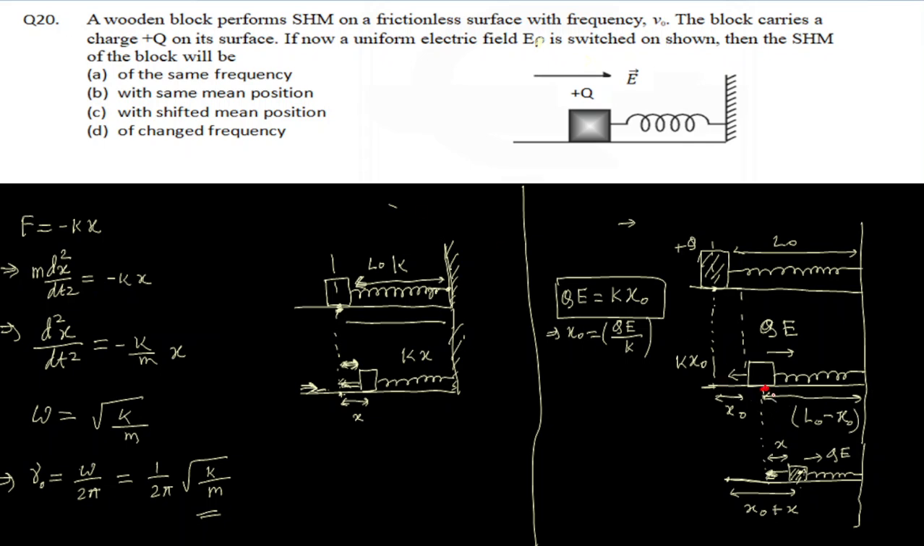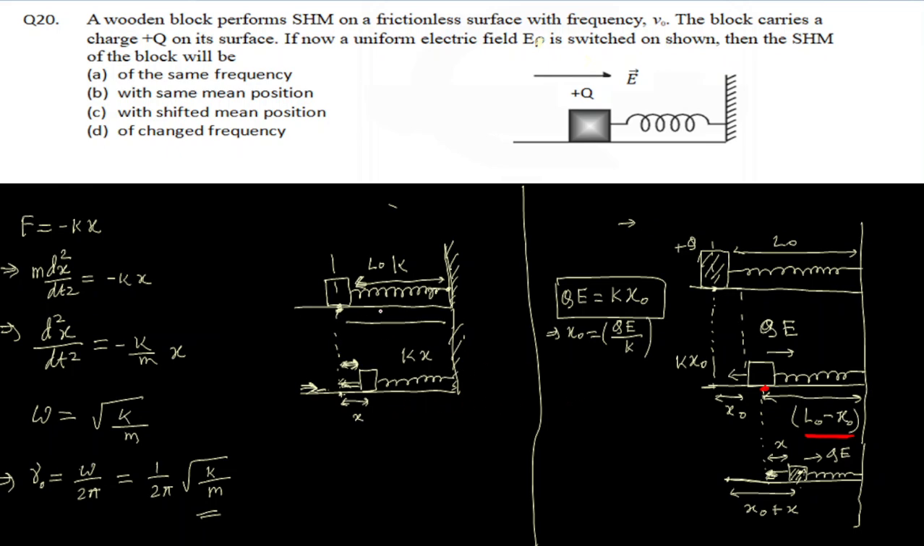And what is the distance of this point from the rigid wall? It is L naught minus x naught. So the equilibrium position in this case will shift. The equilibrium position has been shifted from the initial equilibrium position, but in both the cases the angular frequency will remain the same, as well as the linear frequency. So in both the cases frequency will not change, but the mean position will shift.